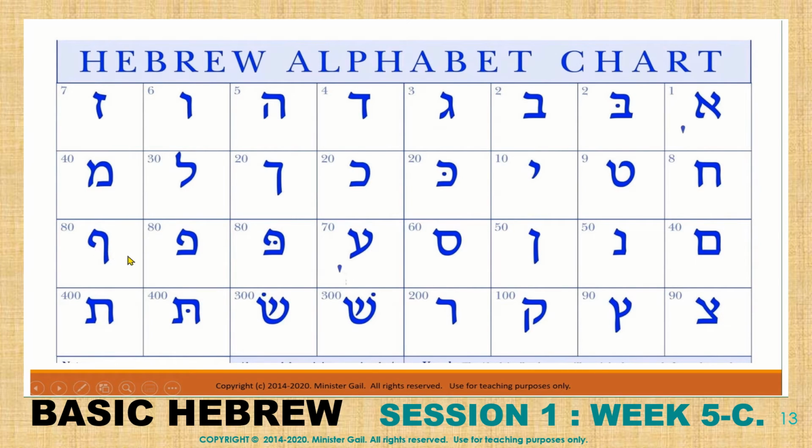F for PH, final sofit, F or PH or P with a dot, mouth. The branch of righteousness, or tree of life. Branch of righteousness, tree of life, final or sofit, TS or TZ. Q for queen, woman, or bride. R for reigning, to reign or rule, leader.